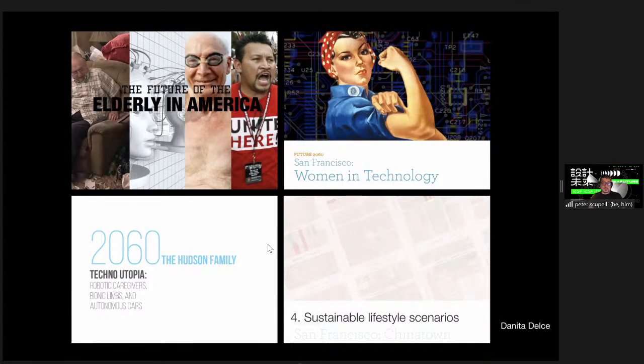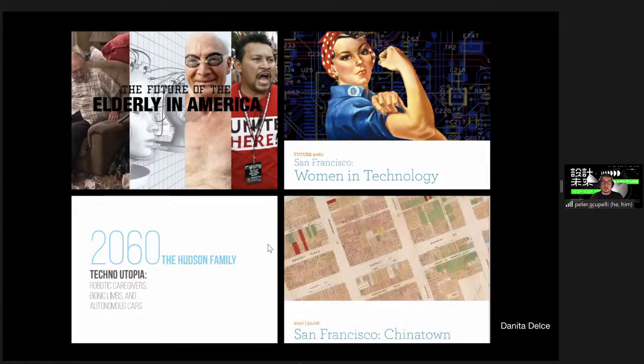The last project was sustainable lifestyle scenarios. Here, students focused on a particular zip code, and then based on current economic and demographic trends, linked the present to a desirable future, paying attention to global forces of change and trying to localize those in a particular zip code, how they might play out. Danita focused on the future of Chinatown in San Francisco in year 2050.